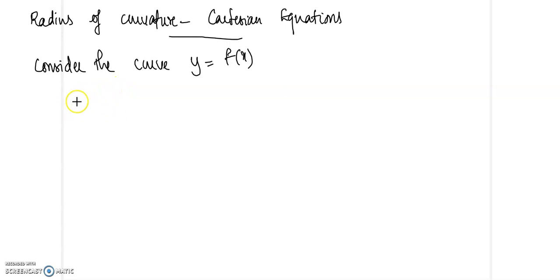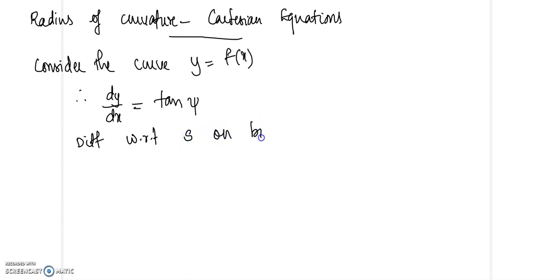psi. So therefore the slope dy by dx is going to be equal to tan psi. So that will be the slope of the tangent. So we will get dy by dx equal to tan psi. Now let us differentiate this equation with respect to s. So differentiating with respect to s on both sides.